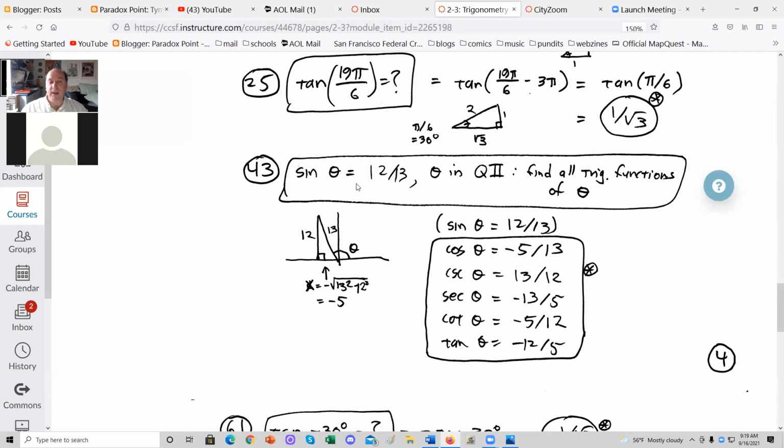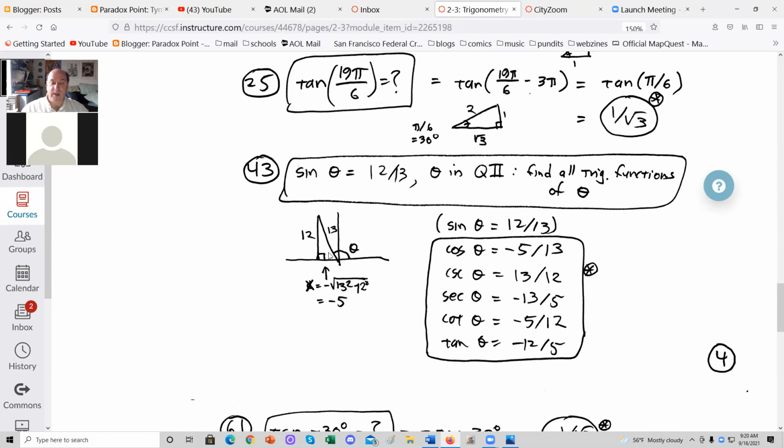If sine of theta is 12/13 and it's in quadrant 2, find all the trig functions. Okay, so we rotate theta radians. Its sine is opposite over hypotenuse. Here's 12, here's 13. This third side, we find it by the Pythagorean identity. It's negative, so we have a negative square root of 13 squared minus 12 squared, which after a bit of work comes out to be negative 5. So we have negative 5 here, 12 here, 13 here.